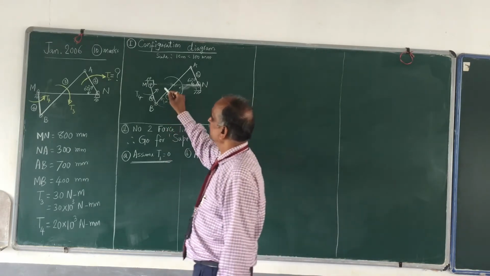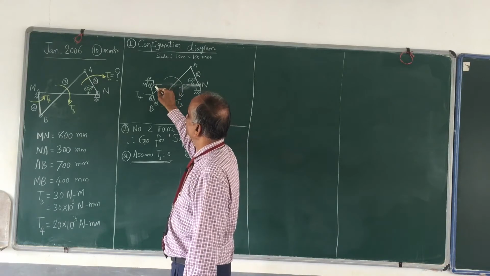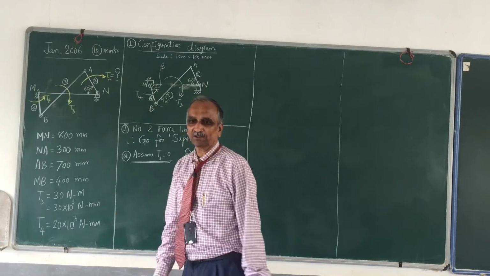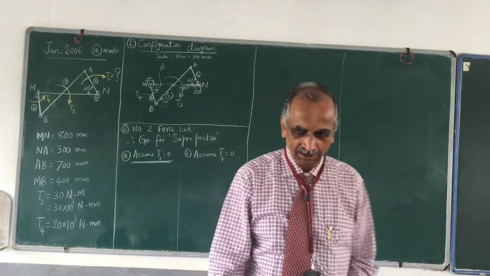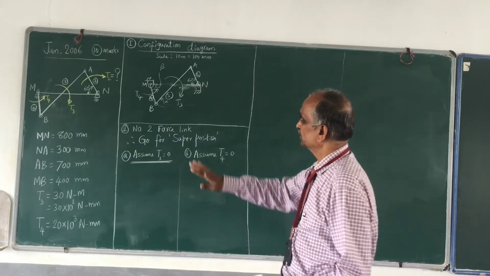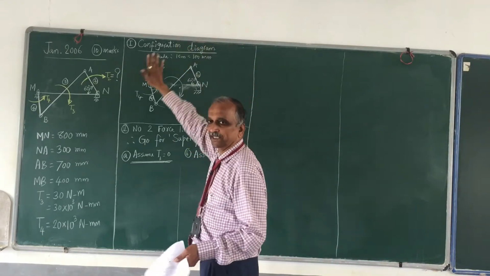Okay, then whatever may be this angle. Okay, so this is my beta. So alpha, beta, etc. Why do I need them? Only to draw the free body diagrams later on. So the first step is our configuration diagram.